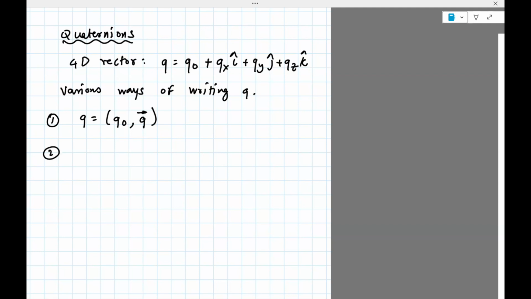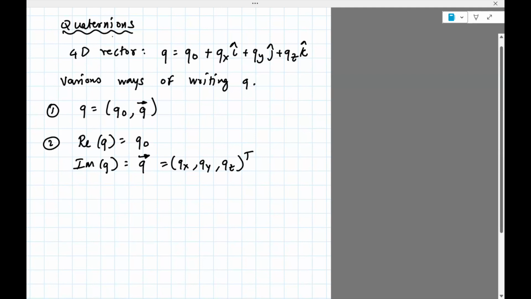Another way people write this is they'll say the real part of Q is Q0, and the imaginary part of Q. Okay, so complex numbers, we usually have x plus yj. So the imaginary part here refers to the vector part, that would be Q vector. You could also write it as QX, QY, QZ, and we like to have column vectors, so I put a transpose there. Another way to write this, and this is going to be useful in this course, is to write it as a vector like this: Q0, QX, QY, QZ.